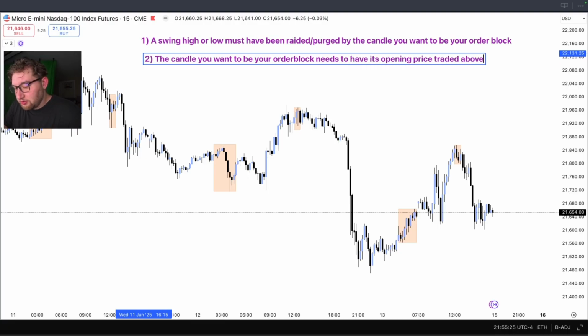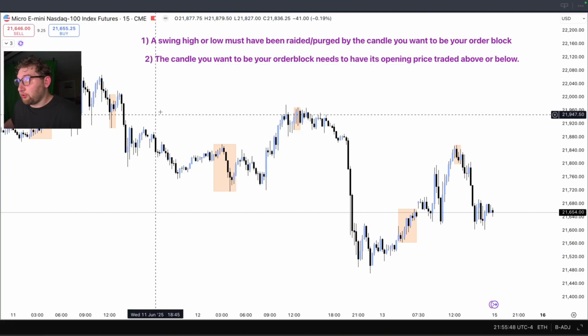So essentially, we'll get to it, but you have to wait for your order block to get traded above or below. You can't anticipate an order block being an order block until price has told you it's an order block, where the state of delivery had changed, order flow changed.